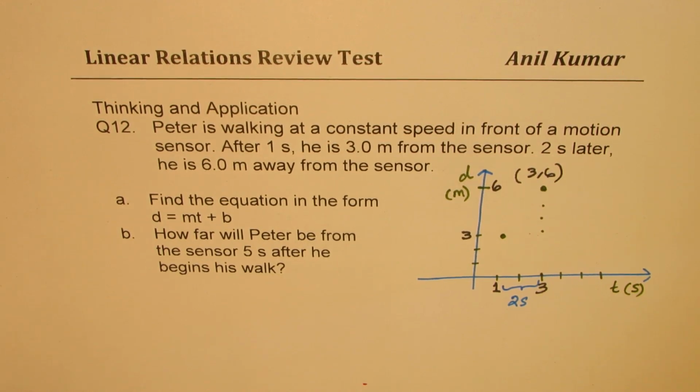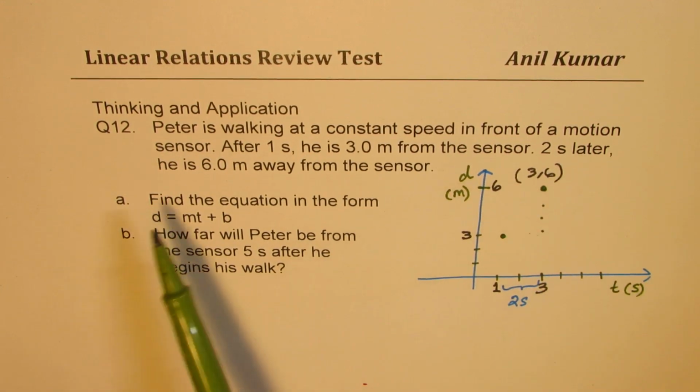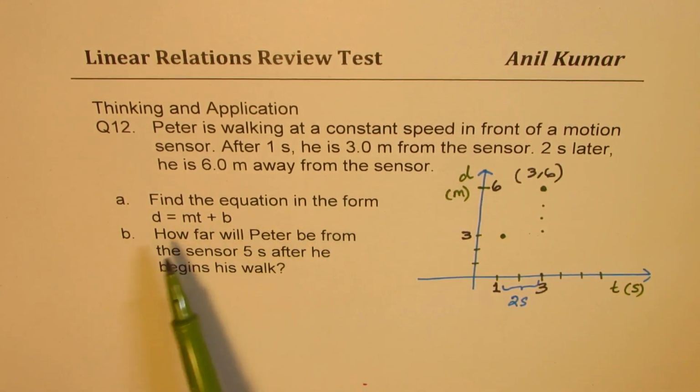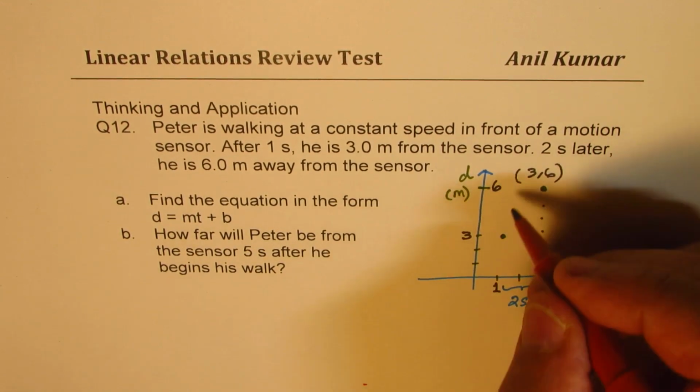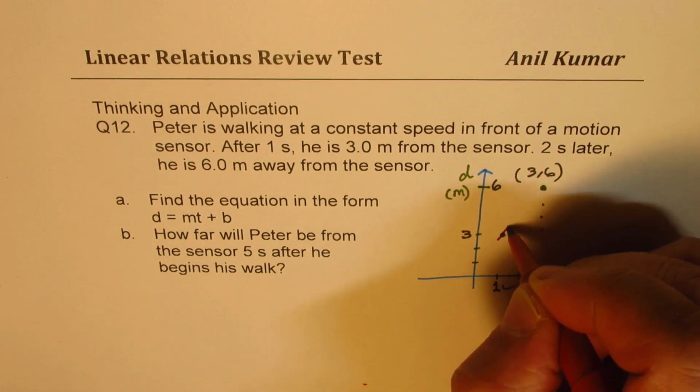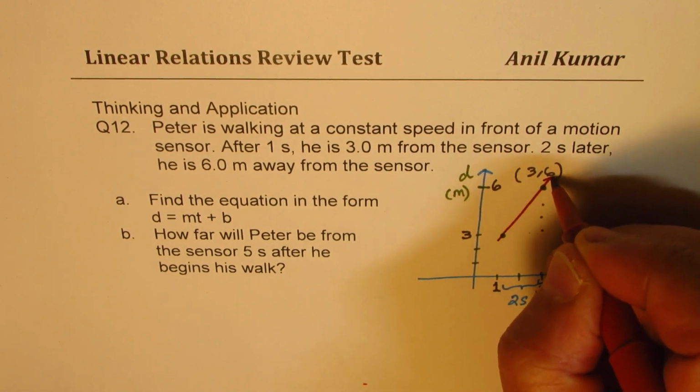So that gives you the second point. Perfect. Find the equation of the form d equals mt plus b. You get the idea. So that is how you're going to get your points, and then that is your line, right? So this is your line which is going up.